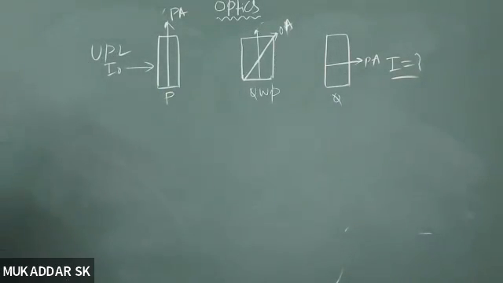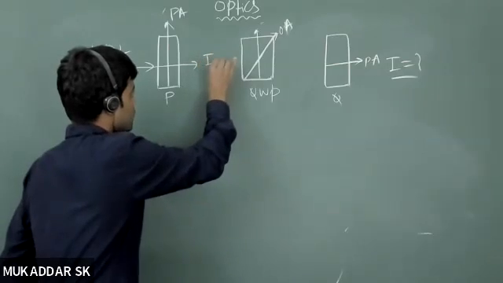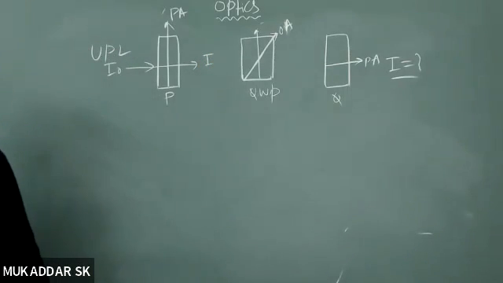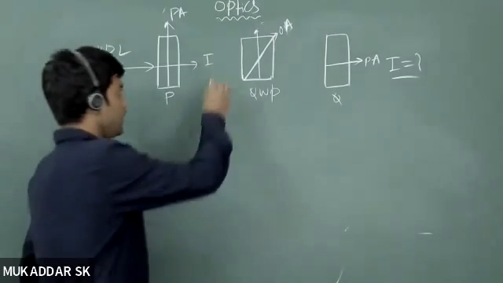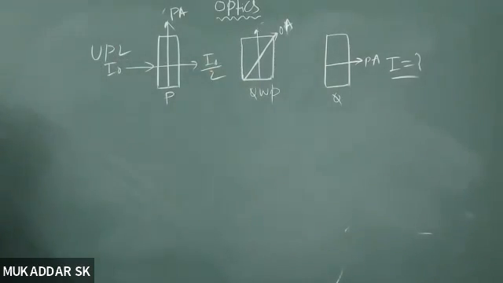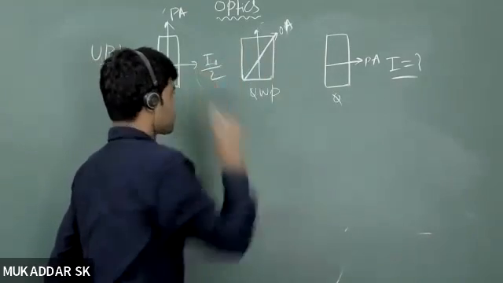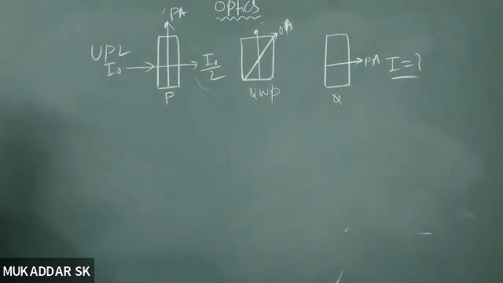As we know, when this ray is passing through this polarizer, how much will the intensity become? That will be I naught by 2. Now, when this ray is passing through this quarter wave plate, will there be any change? Yes.